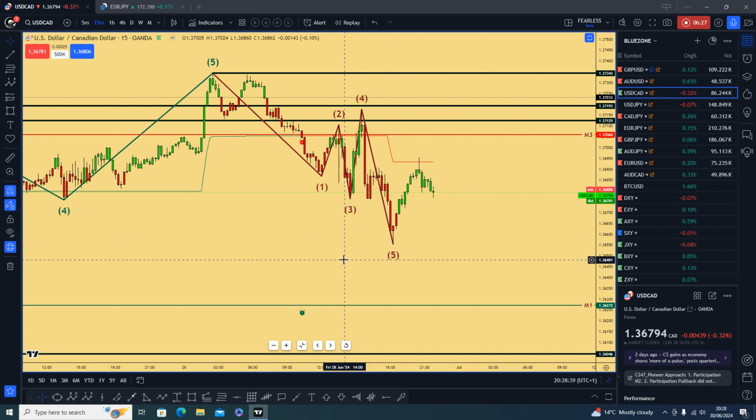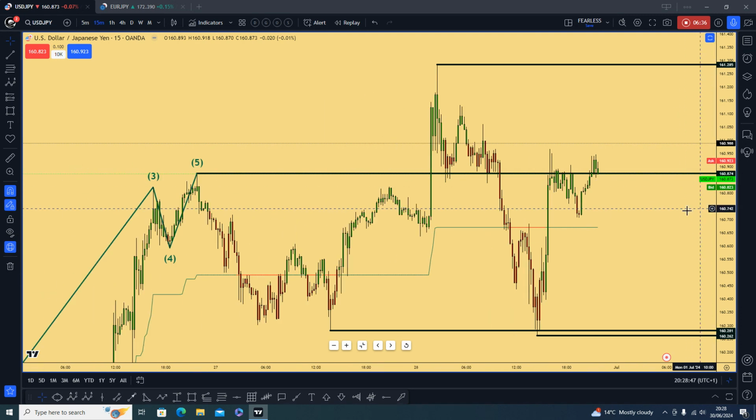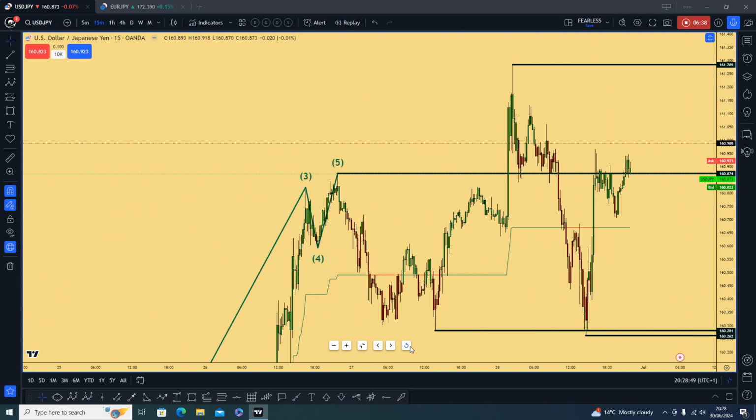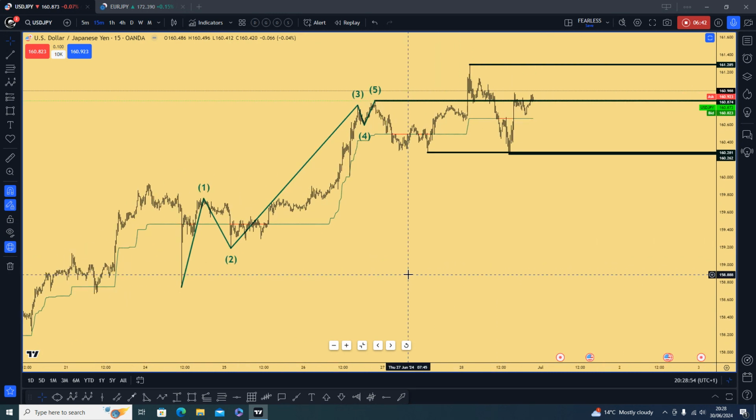They are meant to go in the opposite direction. Okay, then we do the US dollar Japanese yen quickly. This one is the most interesting one, actually. Probably I'll say the dollar yen and the CAD yen.